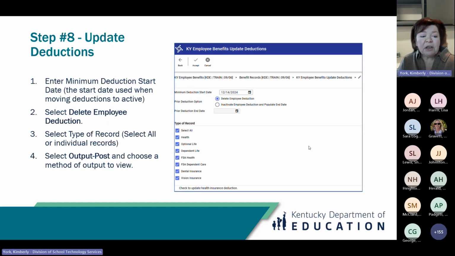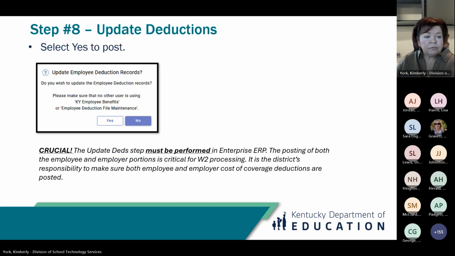So you'll enter a minimum deduction start date. Again, that's the start date you use when moving deductions to active. You'll select delete employee deduction. You'll select the type of record, which you'll select all, or you'll select individual, and select output post to choose a method of output to view. You'll select yes to post.